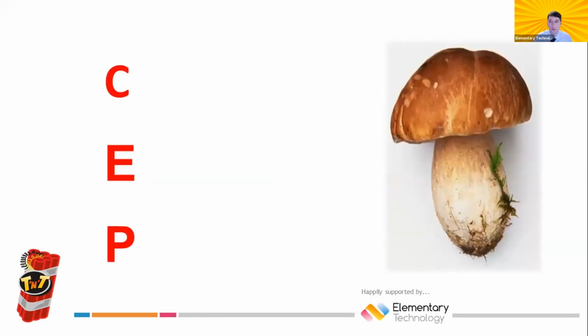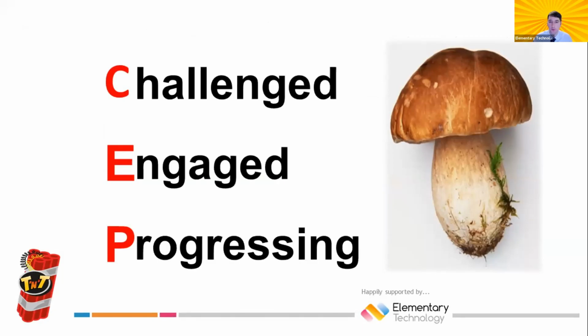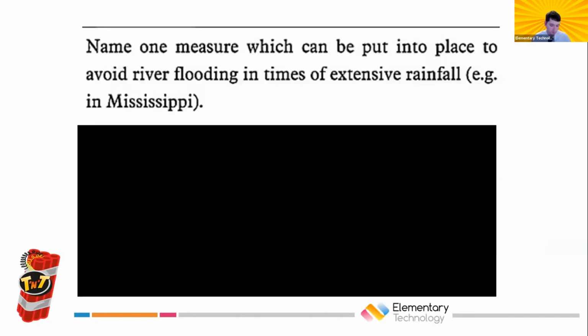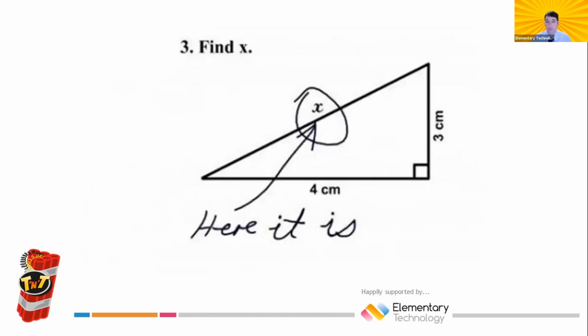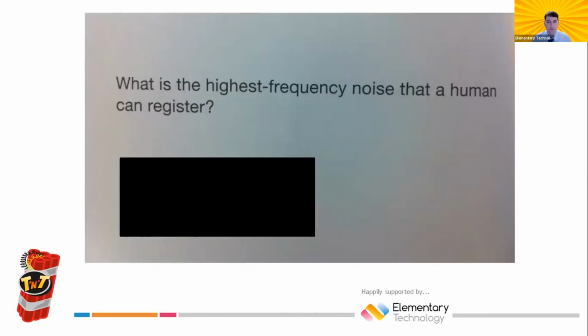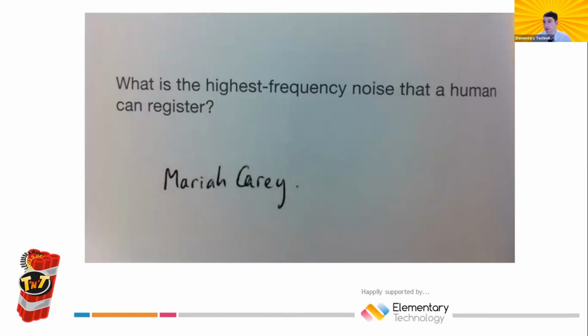Okay, so ideally, if we can use these techniques, we get students challenged, engaged with what they're doing, enjoying their learning, and making that progress. And if that's the case, we should never see answers like these. Name one measure which could be put into place to avoid river flooding in times of extensive rainfall in Mississippi. I suppose that's one way of doing it, but probably not the one they intended. And also this, the old classic, and my personal favourite, what is the highest frequency noise that a human can register? Mariah Carey. I think that's got to get full marks.